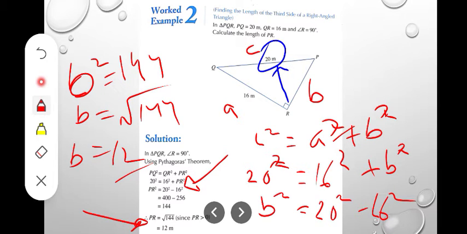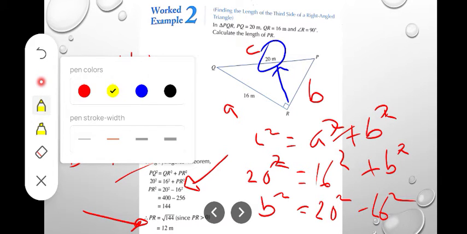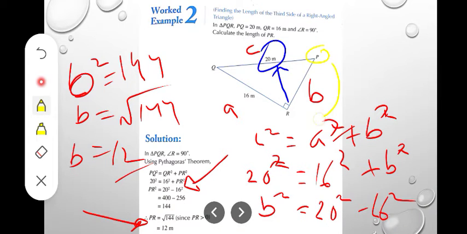Okay, write PR, up to you, because it's PR here, right? B is PR, yeah?